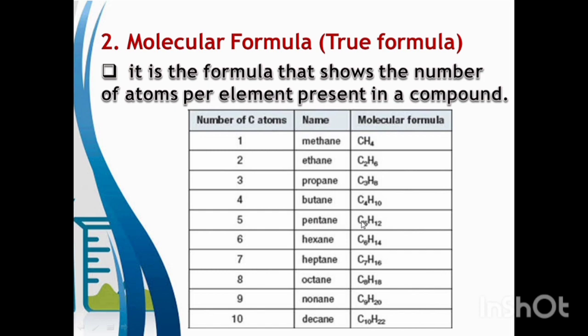Pentane, 5 carbon and 12 hydrogen. Hexane, 6 carbon and 14 hydrogen. Heptane, 7 carbon and 16 hydrogen. Octane, we have 8 carbon and 18 hydrogen, while in nonane we have 9 carbon and 20 hydrogen. Then the last, we have decane, with 10 carbon and 22 hydrogen. So those are the different molecular formulas of a compound.